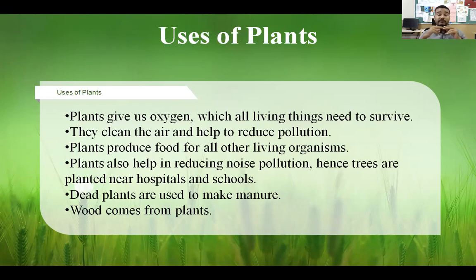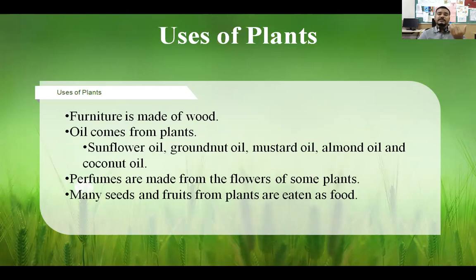and that manure is given as a fertilizer to other plants. And a very important thing that we get from a plant is wood. Why do we need wood? To do many things we need wood. And furniture, like the chair I'm sitting on and the table we are using, is made from wood only. So that is also a use of a plant.